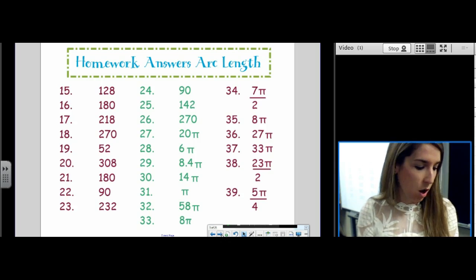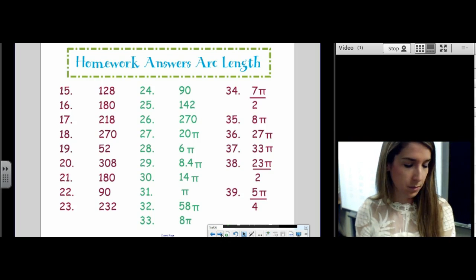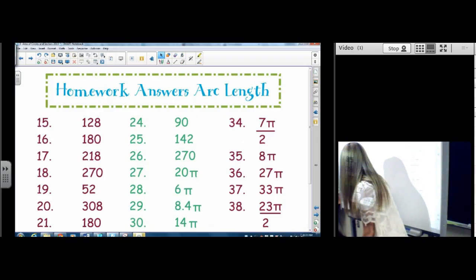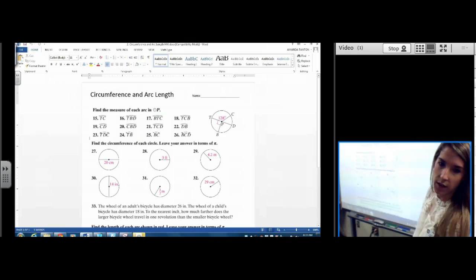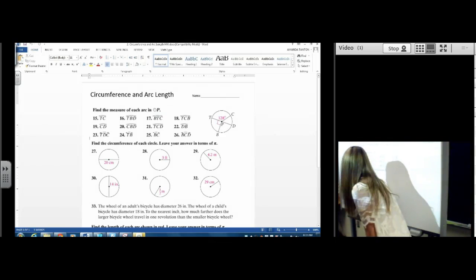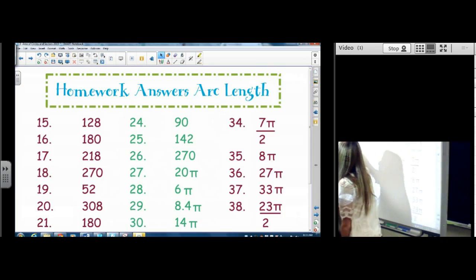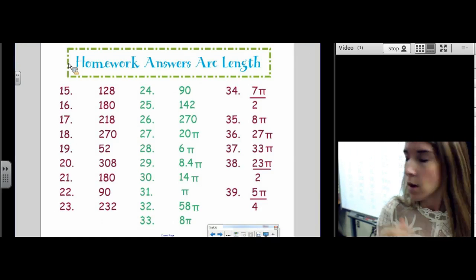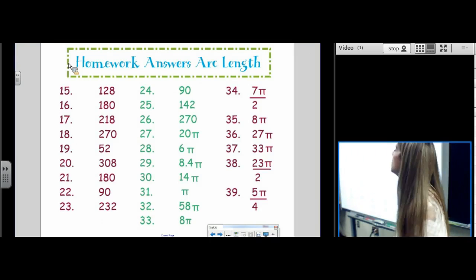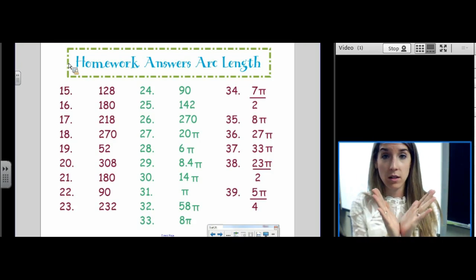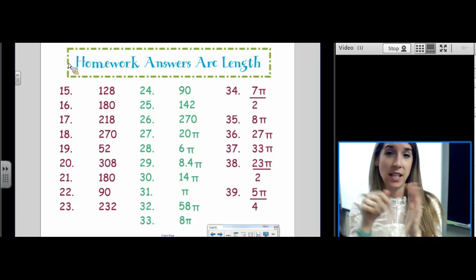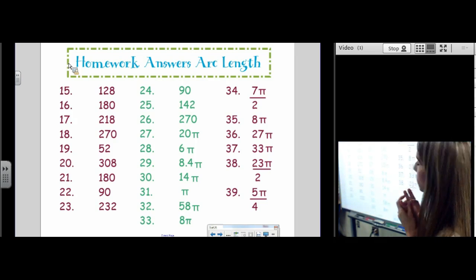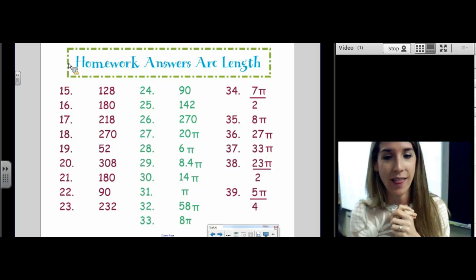This was your homework called arc length. Let me show you real quick. It looks like this, circumference and arc length. So the skills you needed for this was you needed to know that a central angle is equal to the measure of its intercepted arc, and you needed to know how to find arc length.